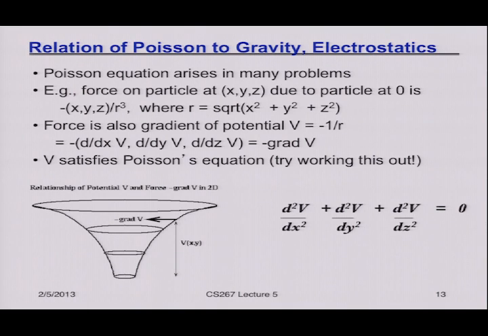And just to connect it to some basic physics that you may remember, what is the electrostatic force? Let's suppose I have a particle at a point x, y, z, and there's a particle at the origin, and they're attracting one another. What's the force on it? Well, it's an inverse square law. It's a vector that points from the particle back to the origin, and its length is 1 over r squared. If you take the norm of that vector, it's 1 over r squared.